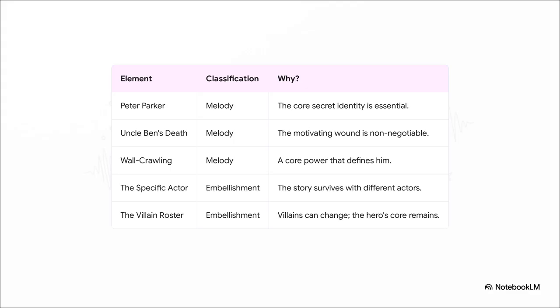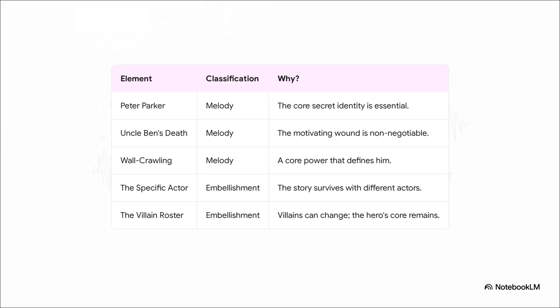All right, let's make this super clear with a great example. Spider-Man. If we run the embellishment test on him, what do we find? Well, his melody is definitely Peter Parker being his secret identity. It's absolutely his Uncle Ben's death. That's his whole motivation. And of course, wall crawling. You take any of those away, and is he really Spider-Man anymore?